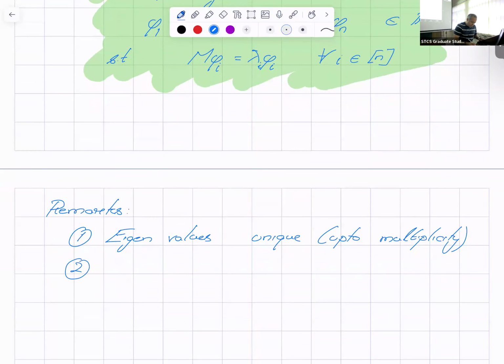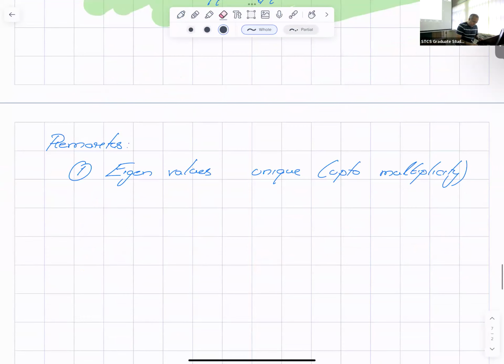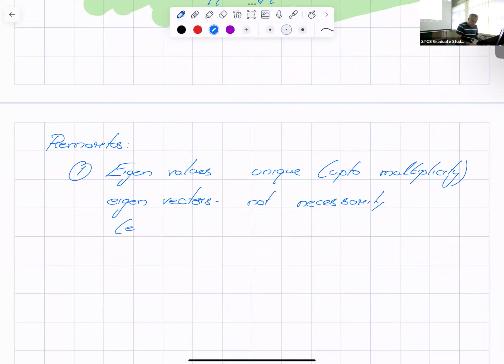Two. However, the same is not true about the eigenvectors. Eigenvectors are not necessarily unique. In fact, for example, suppose phi 1 and phi 2 share the same eigenvalue lambda. They are both eigenvectors with the same eigenvalue. Then notice phi 1 plus phi 2 will also be an eigenvector with eigenvalue lambda.